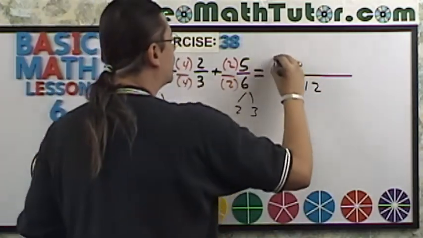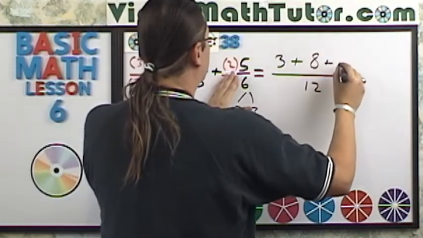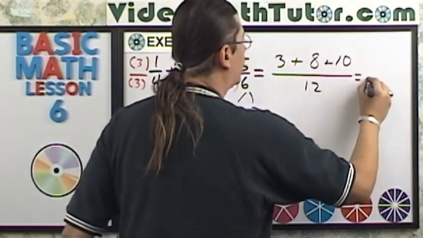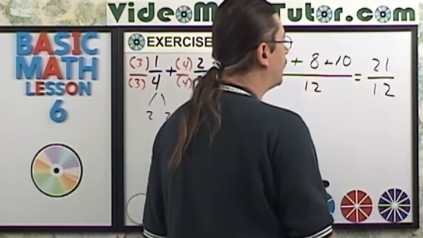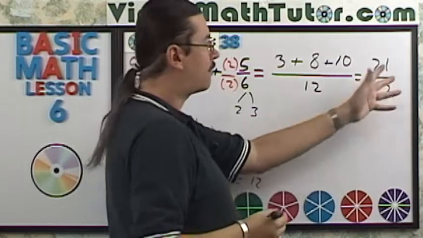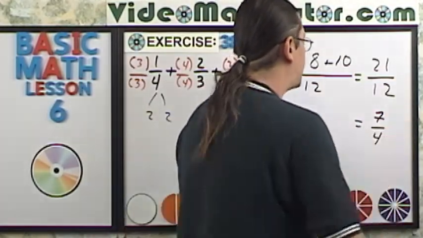So now let's get our numerators. 3 times 1 is 3. 4 times 2 is 8. 2 times 5 is 10. If we add those up, we're going to get 21. And we can reduce this. There's a 3 in each, so I'm going to get a final answer of 7/4.